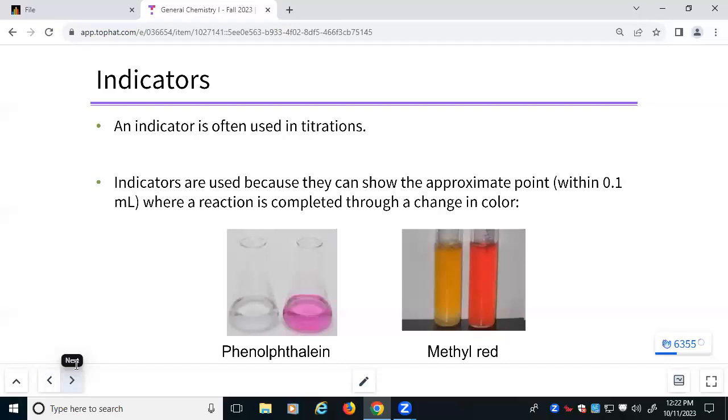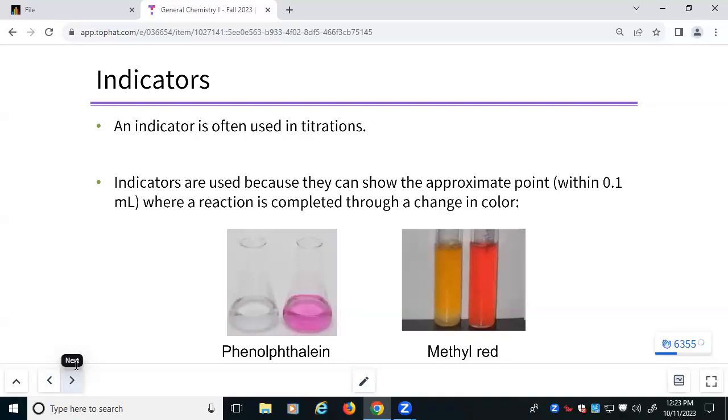Now, there are a lot of different indicators that exist. The one we used in lab was phenolphthalein. We see this pH change happening around pH 8, which is actually pretty close to where we would want it to be. And we get this colorless solution turning pink in the presence of base.